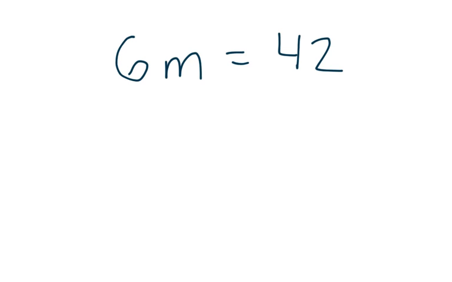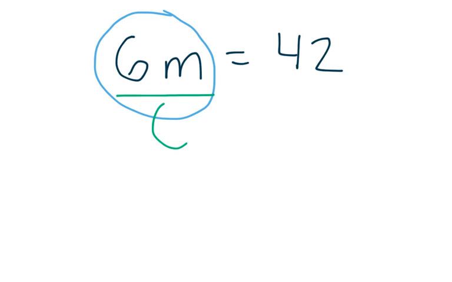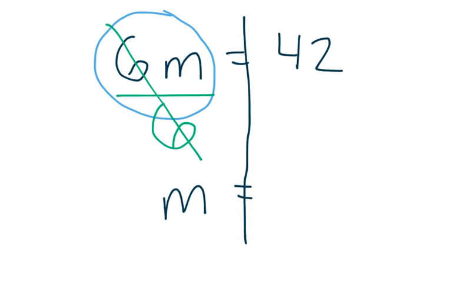If I had the problem 6 times m is equal to 42. In order to solve this, we again take a look at the operation. Since I am multiplying the m by 6, in order to cancel out the times 6, I have to do the opposite. So I divide by 6. This cancels out, leaving m by itself, but m doesn't equal 42.